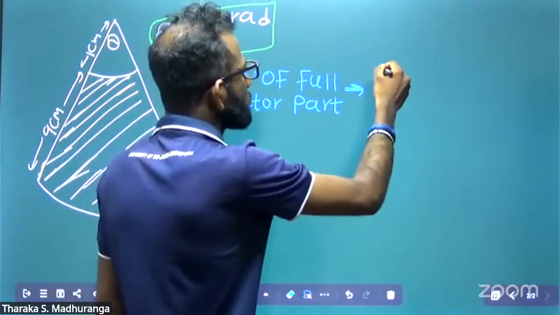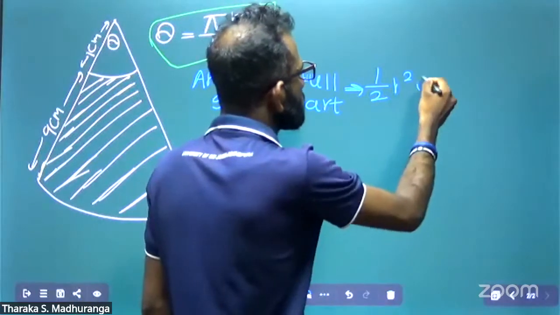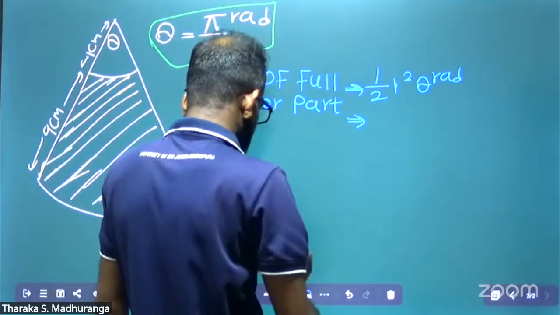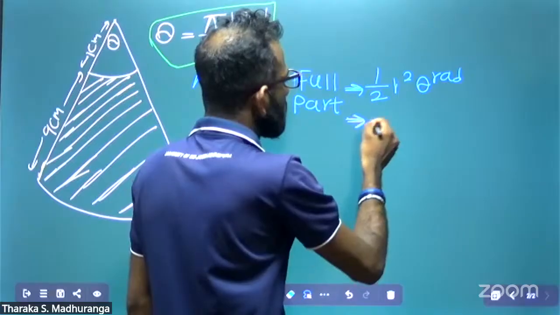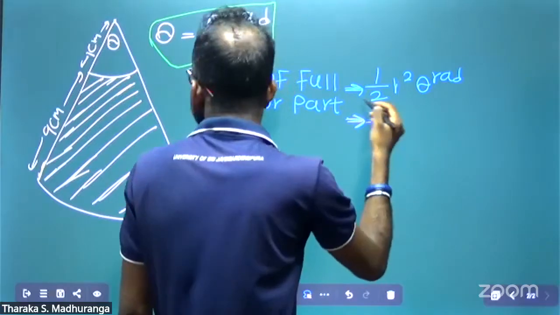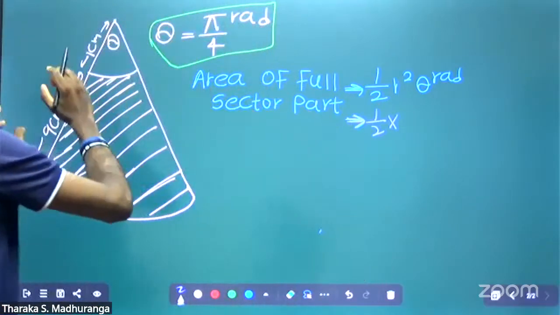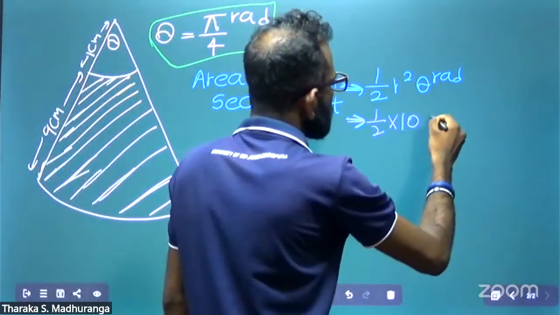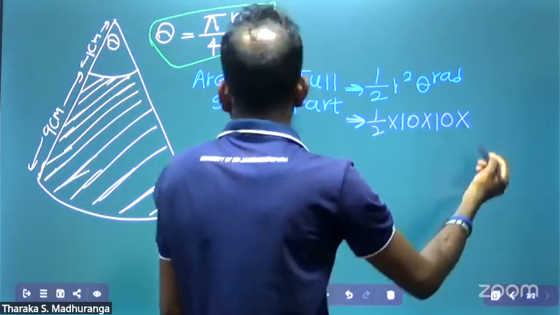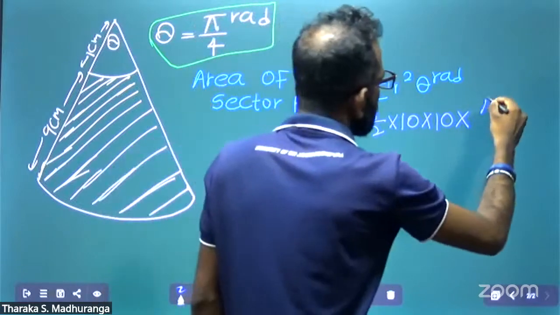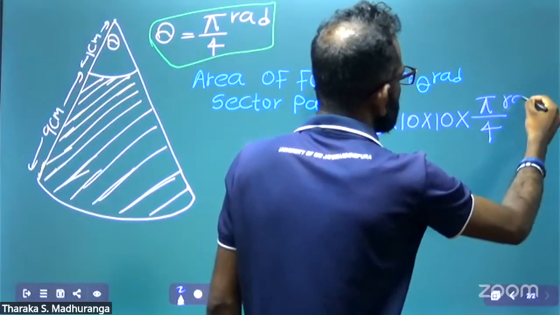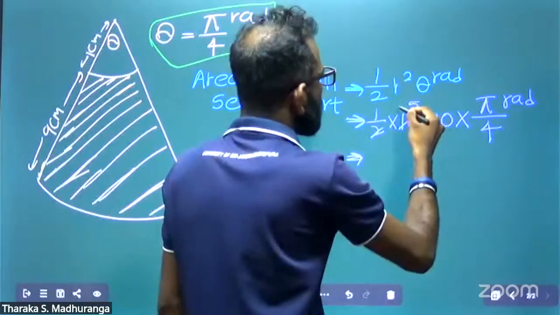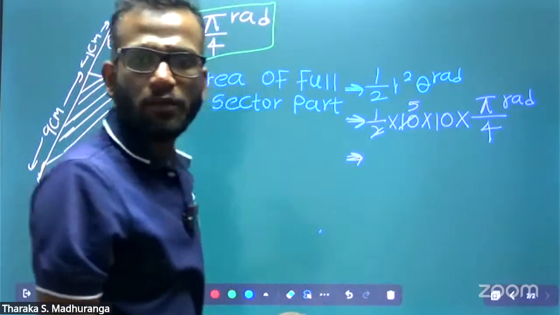Okay, what is the equation? Half r squared theta radian. Then r: the full sector means 9 plus 1, it is 10 centimeter. 10 into 10. Theta radian means 5 over 4 radian. Now it is 5.